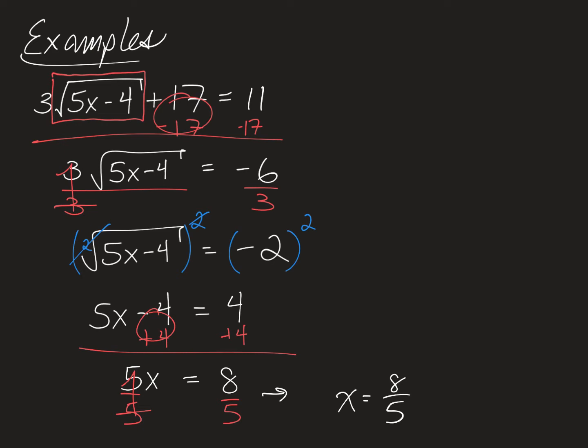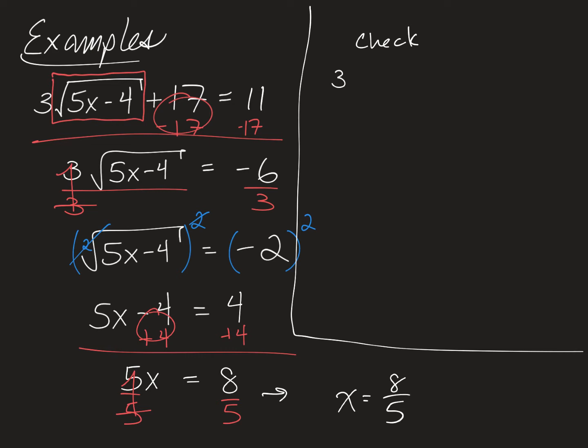Again, this is a proposed solution, so I'm going to come off to the right, and I'm going to do a little check here. So let's write check. I'm going to section this off. And what I'm going to do is put 8 over 5, substituting it in for x in the original equation here. 8 over 5, there's that, minus 4, square root, plus 17 equals 11.